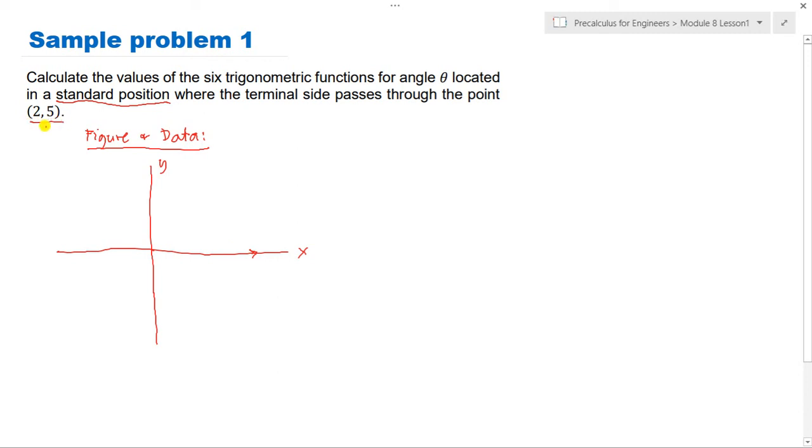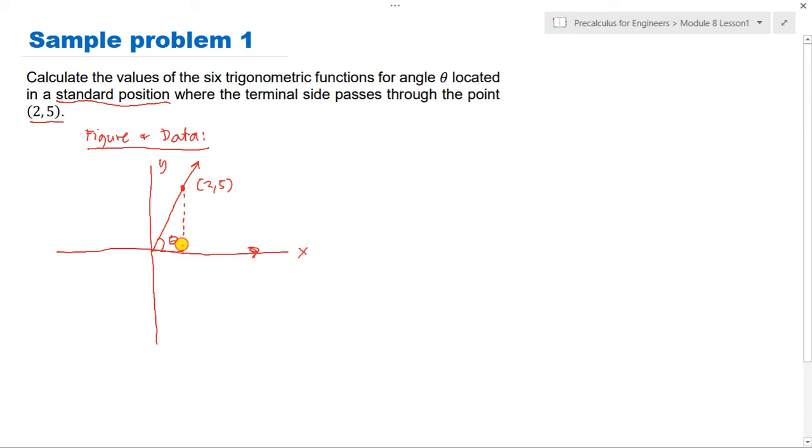So it is important that we plot this coordinate 2, 5. So that is 2 units on the x-axis, so somewhere here, and then 5 units on the y. Okay, so this is 2, 5, so we project it. This is now our angle theta. Okay, so we are going to calculate the values of the 6 trigonometric functions at this coordinate 2, 5. So we can project a vertical line here and then a horizontal one.